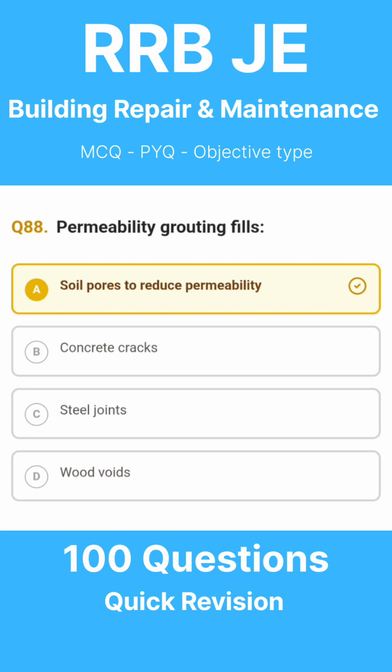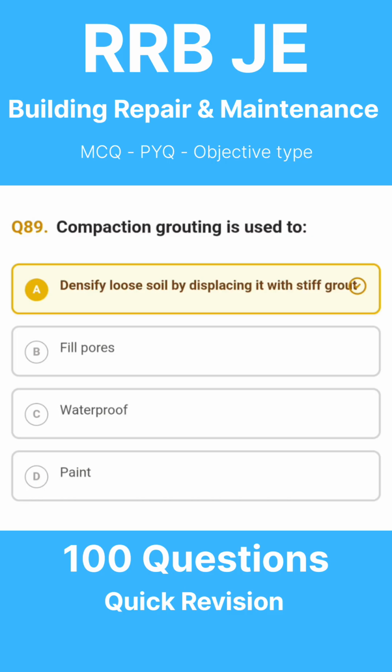Question 88. Permeability grouting fills. The correct answer is soil pores to reduce permeability. Question 89. Compaction grouting is used to. The correct answer is densify loose soil by displacing it with stiff grout.